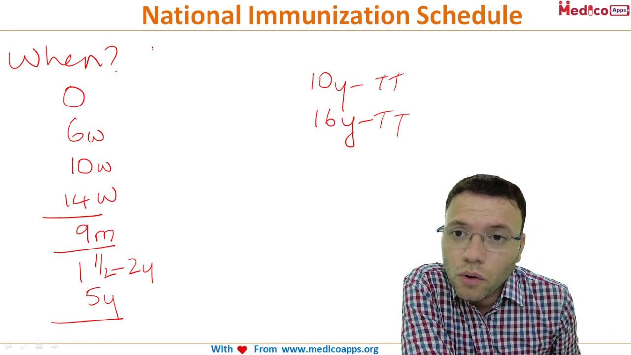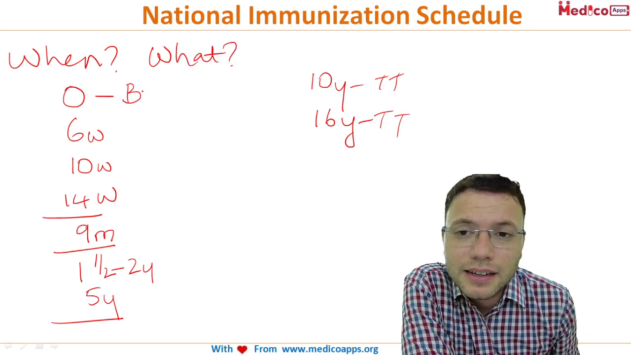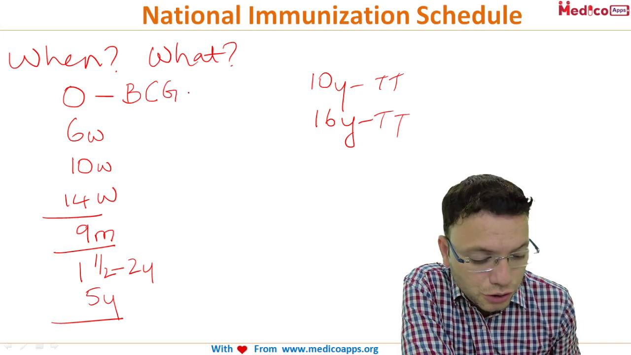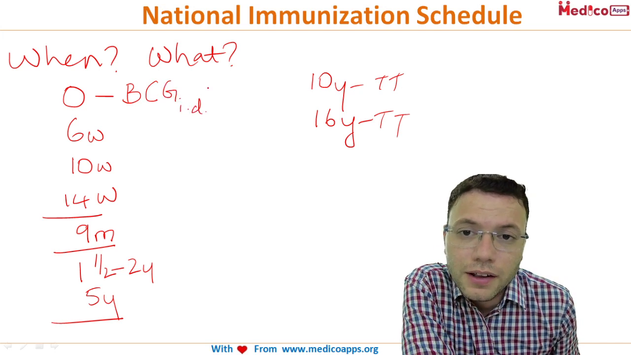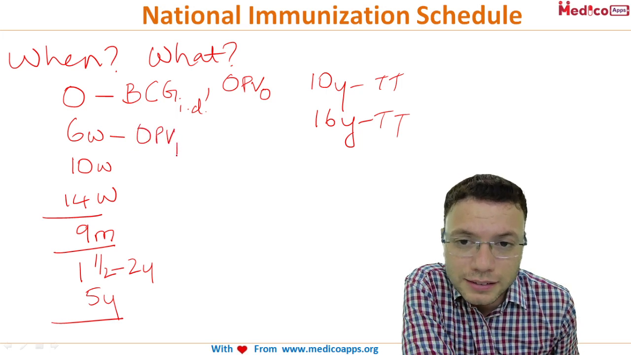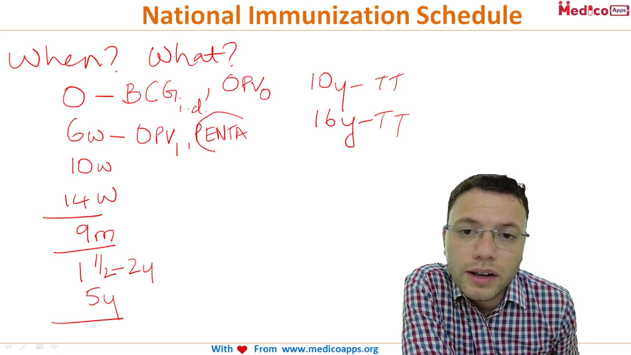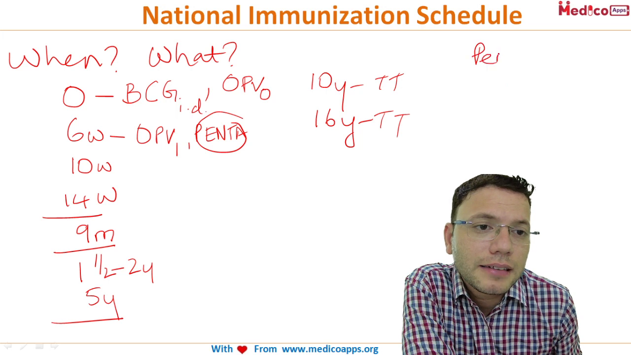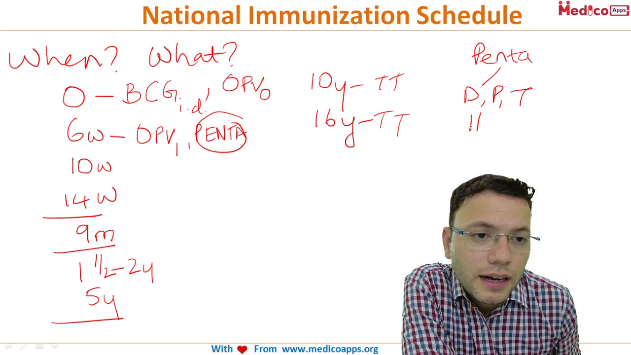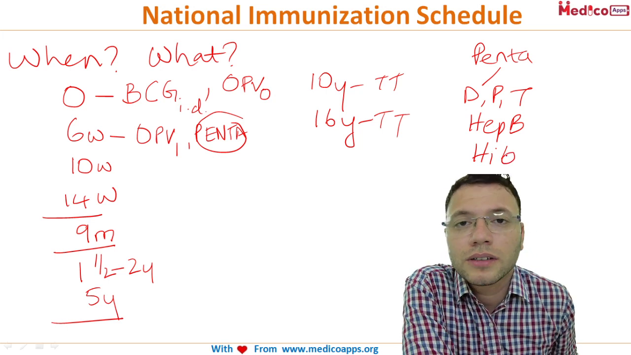So now let us learn about what vaccine is given. At 0, you get the shot, that is BCG shot, intradermal. Then you give oral polio vaccine, 0 dose. At 6 weeks you give OPV, the first dose of it. Then what does penta have? Very, very important. Penta has DPT, along with that hepatitis B, and finally HiB, Haemophilus influenzae type B.